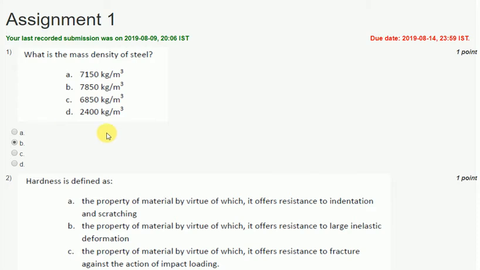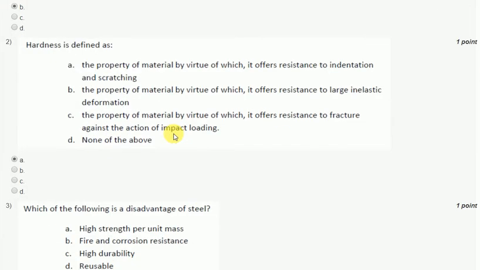The second question asks: hardness is defined as what? Hardness is the property of a material by virtue of which it offers resistance to indentation and scratching. So option A will be the correct option. You can go with this. Now move to question number 3.